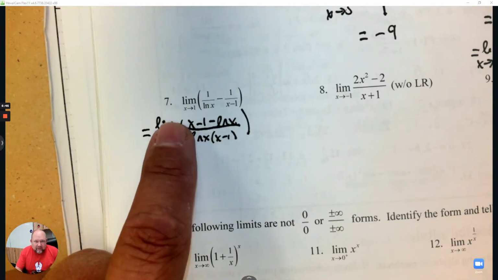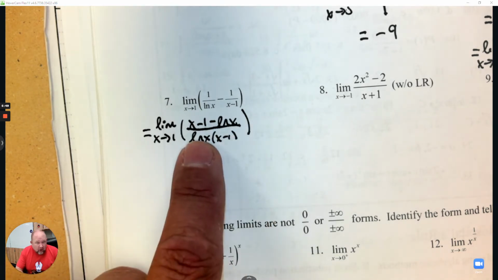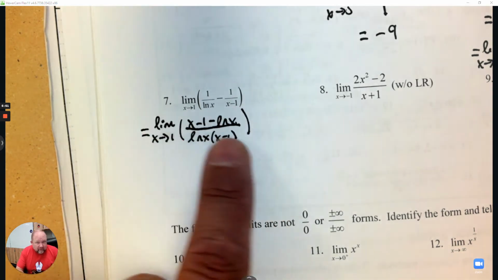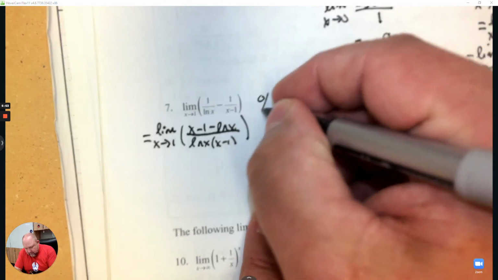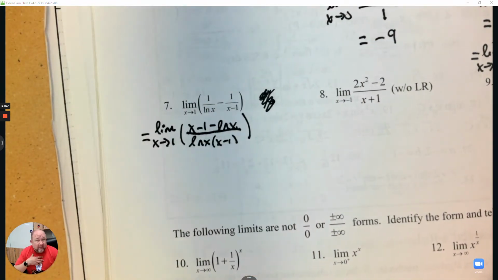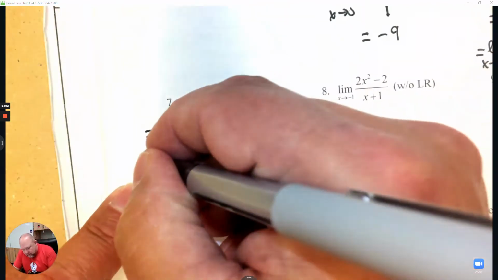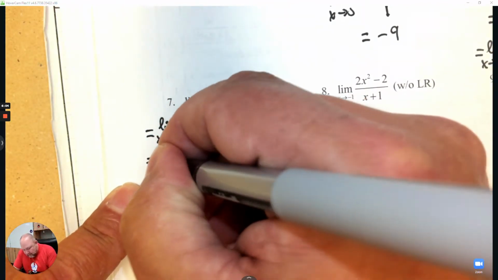So if I plug in positive 1, 1 take away 1 is 0, and ln 1 is 0. So this is 0 over 0, which is indeterminate. And we actually don't want to write 0 divided by 0. We just want it in our head. Okay. Next, what do we do once it's indeterminate? Make sure you keep the limit notation. We're going to take the derivative.